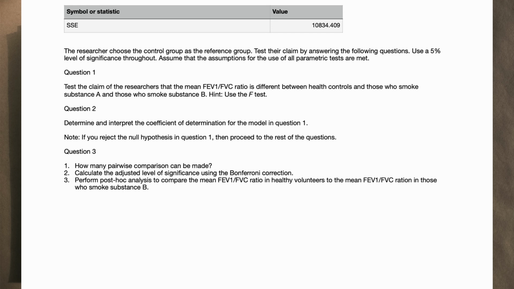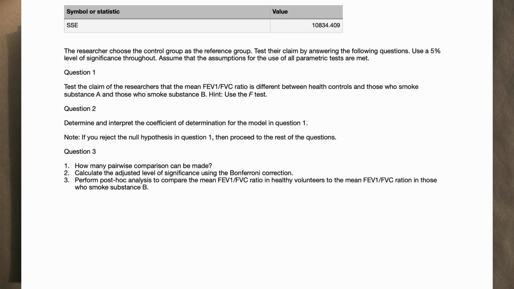between the healthy controls and those who smoke substance A and those who smoke substance B. And the hint there is to use an F-test. And that's exactly what analysis of variance is. And that's why you have some textbooks with a totally separate chapter for calling analysis of variance a test for the difference between more than two means.